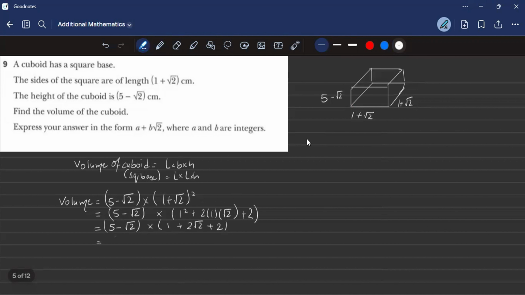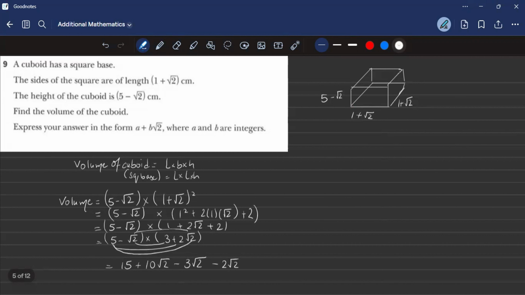So this is equal to 5 minus under root 2 multiplied by 3 plus 2 under root 2. Now you could use the FOIL method. What we're going to do is first value of the bracket multiplied with first value: 5 times 3 is 15. Outer value multiplied by the outer value plus 2 under root 2, so 5 multiplied by 2 under root 2 is 10 under root 2. Then the inner value multiplied by the inner value, minus 3 under root 2. And the last value multiplied by the last value, this is equal to minus 2 under root 2.